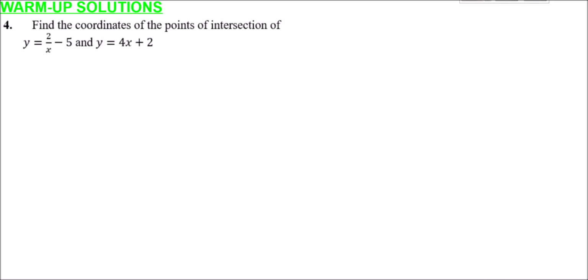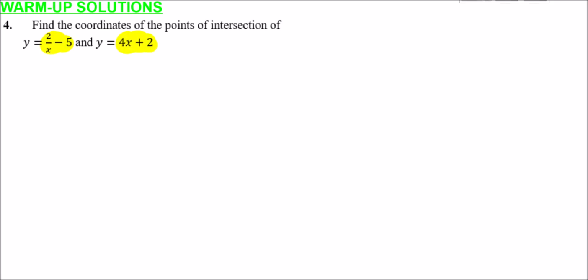Last but not least, question 4. Find the coordinates of the points of intersection, points plural, bear in mind, of y equals 2 over x minus 5 and y equals 4x plus 2. Note here, both are already in the form y equals, and so to find the points of intersection, we can just simply equate the expressions for y.